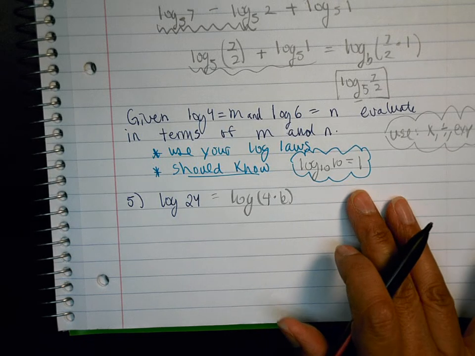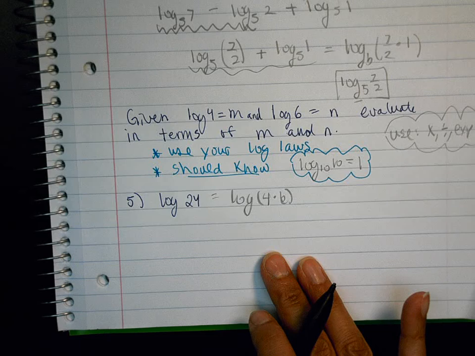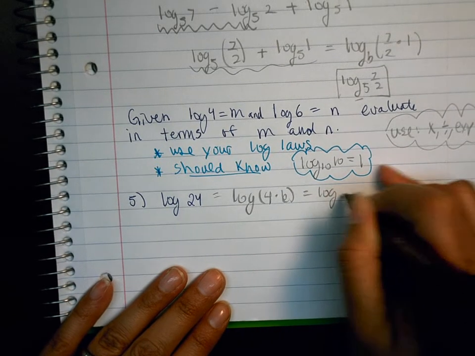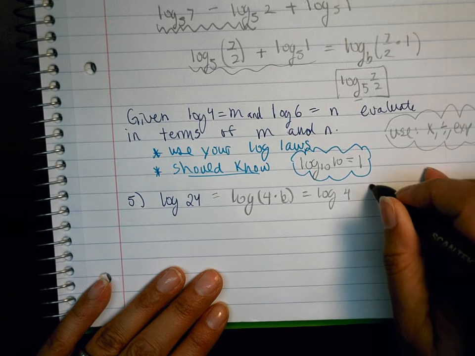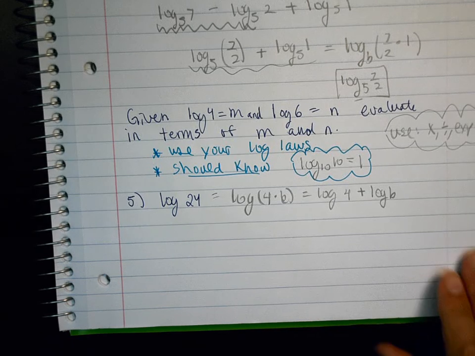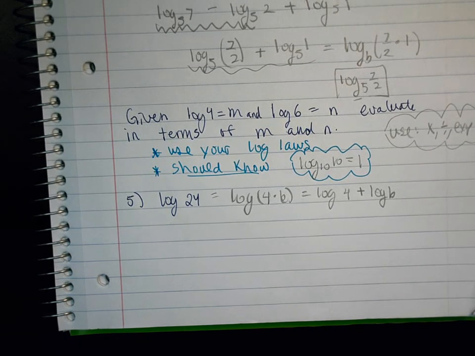Have I ripped it apart yet? Remember, you have to rip it apart using your log laws. Log of 4 plus log of b, or minus log of b? Plus, because it's multiplication. Now that I've ripped it apart, I'm ready to plug in. There are no exponents to worry about, so I can plug in.